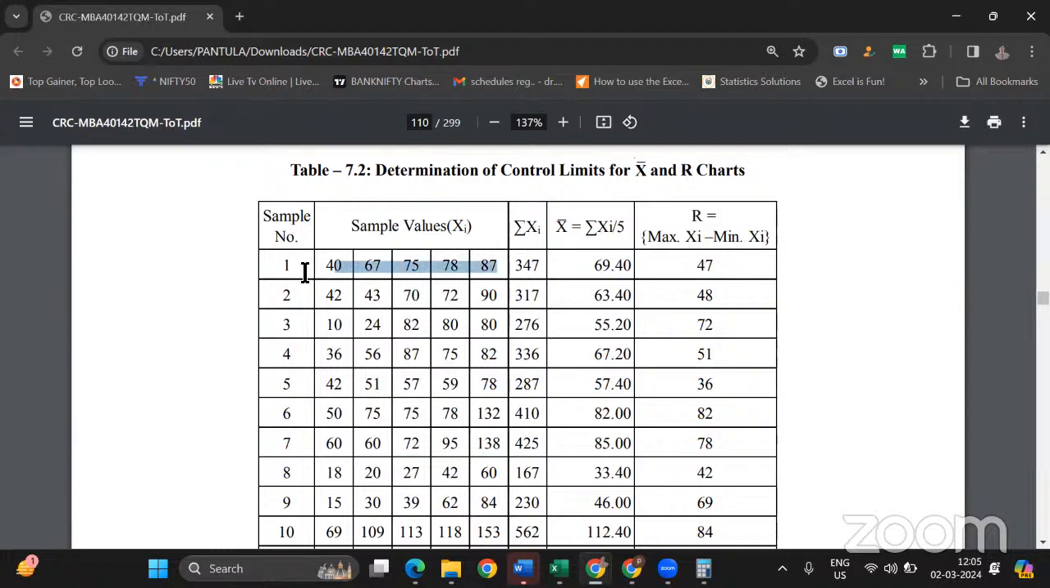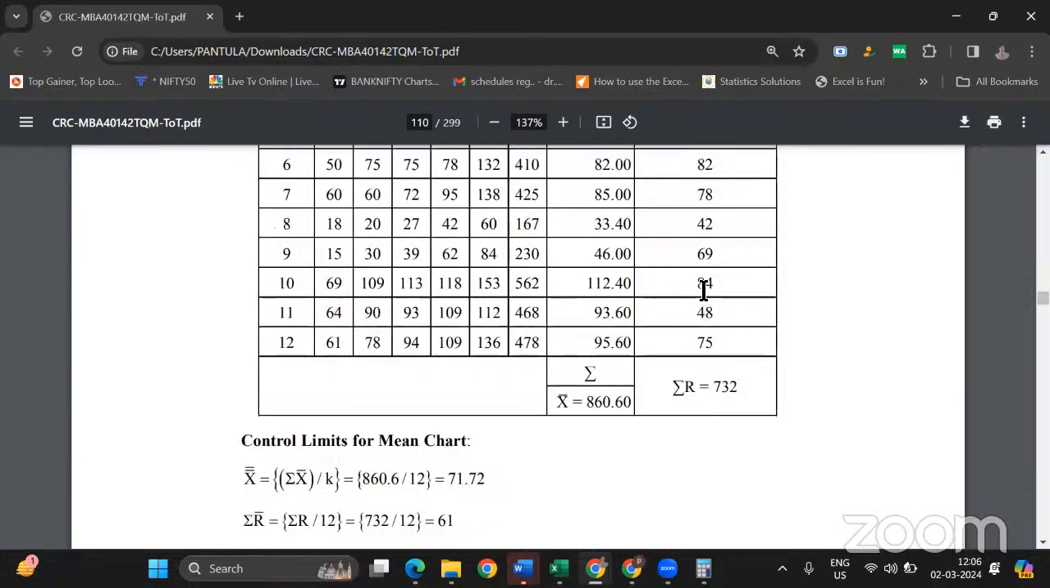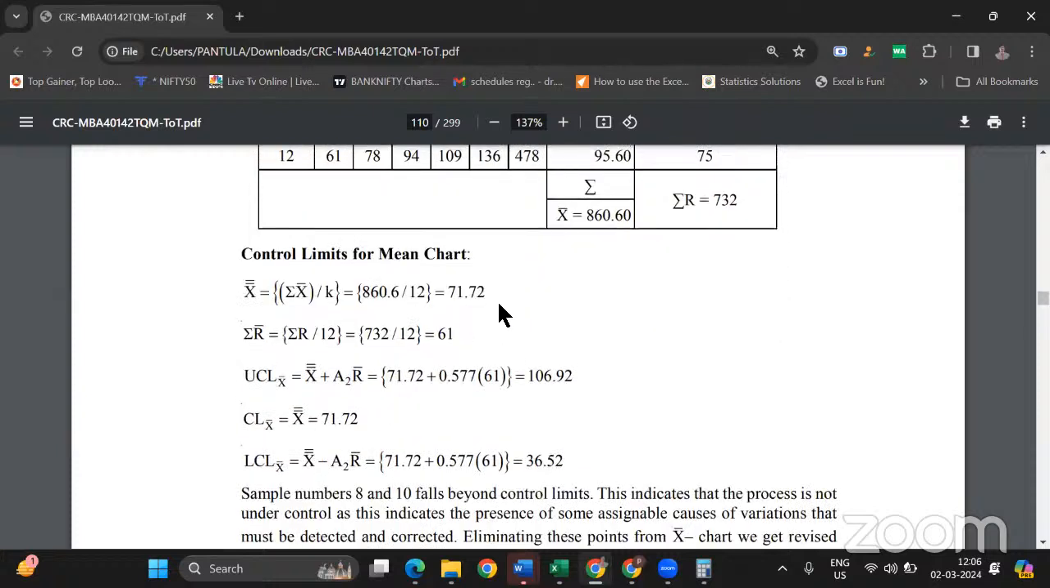Here you need to find the maximum, 87, minus the least, 40, so 87 minus 40 is 47. So we have to calculate the R values. Same thing: here the maximum is 90 and the least is 42, so 90 minus 42 is 48. Here 82 is the highest and 10 is the least, so 72, like that. Maximum minus minimum gives the R value, and then the mean R bar. So we calculate the control limits for the charts.